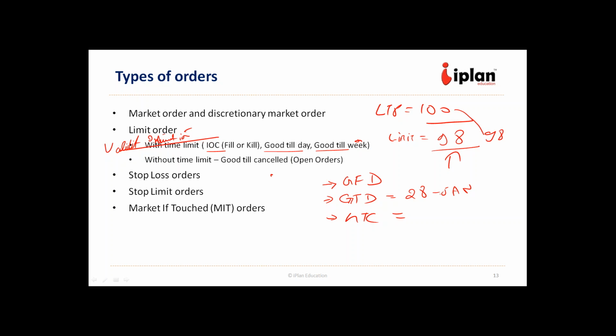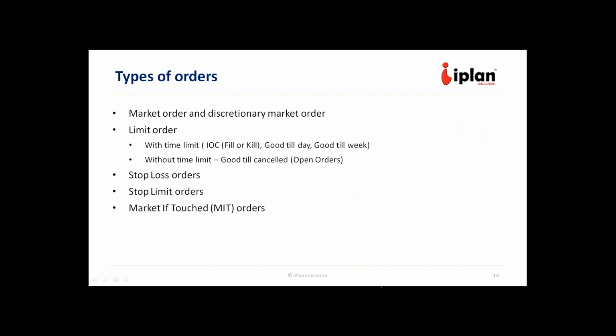Now stop loss orders. Okay. So what is a stop loss order? Basically, a stop loss order is placed with a trigger price. Let's understand the stop loss order. Let's suppose the price came down to $100, and I decide to buy at this price.